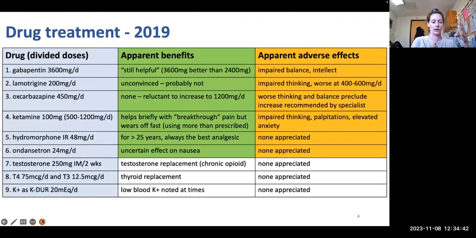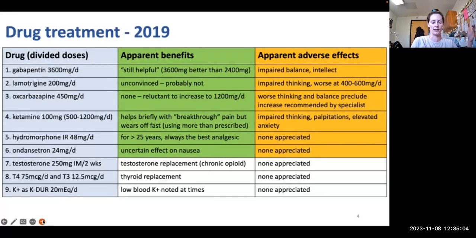This is what he was on in 2019. So on the left, you can see there's 5 pain medications, and it felt like every time something was started and it wasn't working, we either upped the dose or we added something else. And gabapentin was up to a really high dose. He felt that he was falling. He was cognitively impaired. Lamotrigine was added.